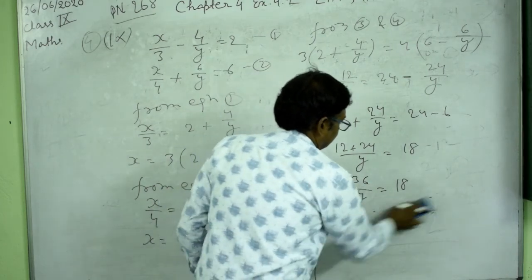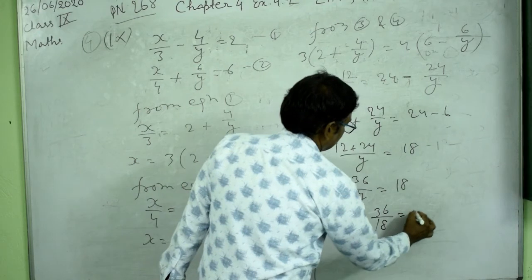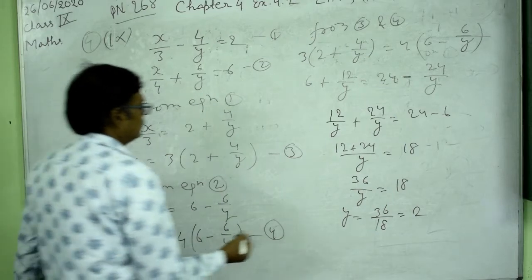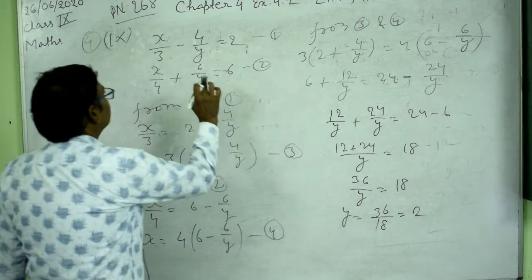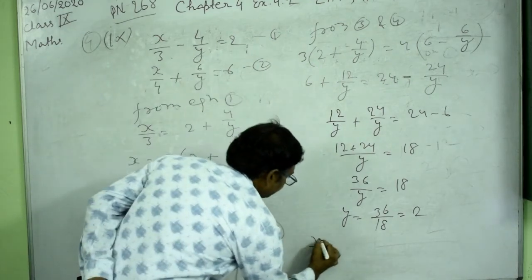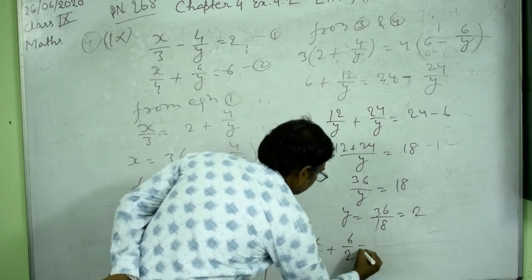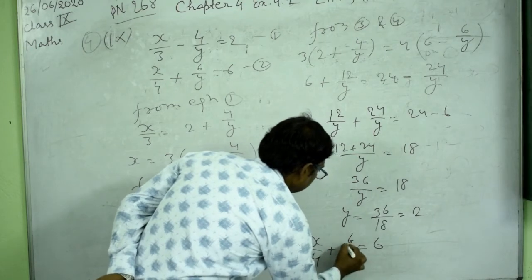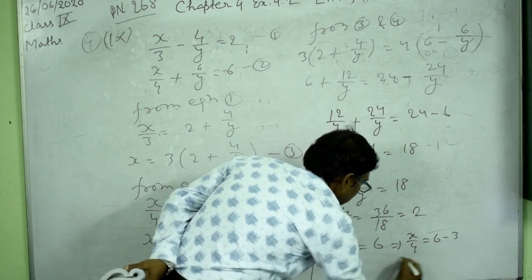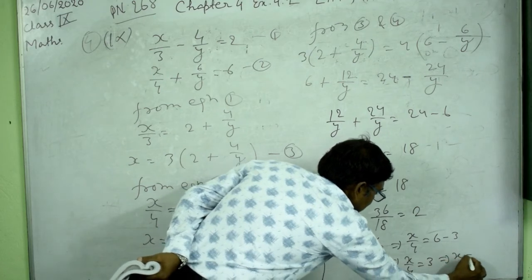So rectify the mistake here. It will be 36 by 18, that is 2. Okay, so y equal to 2 now. Now it is correct. So now put the value of y. Putting the value of y in this equation, because it is positive here, it will be easier. So x by 4 plus 6 by 2 equal to 6, that will be 3 here. This implies x by 4 equal to 6 minus 3, then x by 4 equal to 3. This implies x equal to 12.